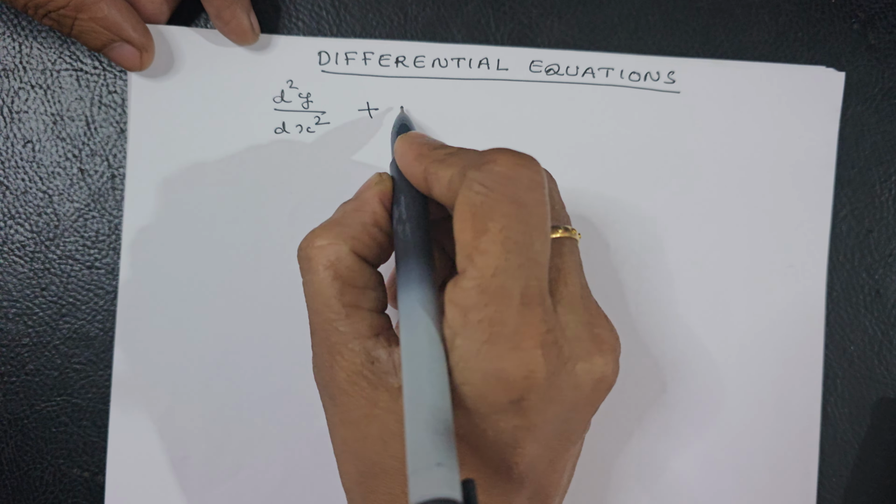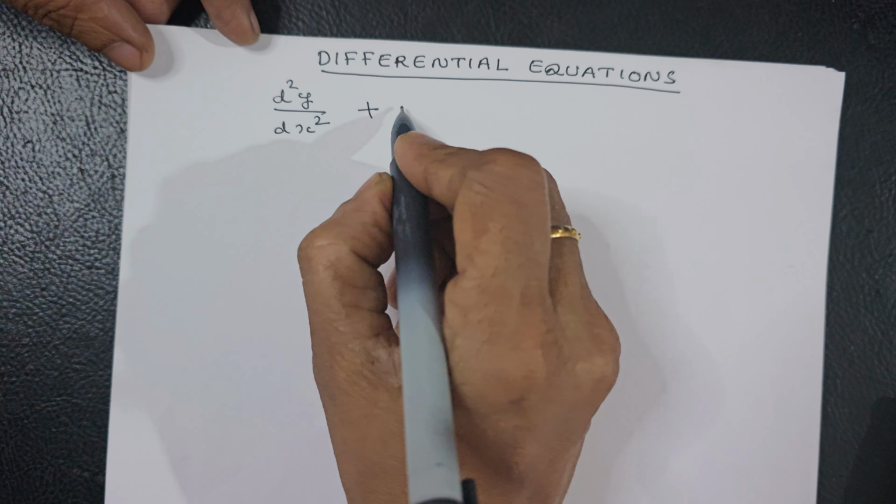What you have to look at is the highest order derivative. d cube y by dx cube is the highest order derivative. What is its degree? It is 2. So, the degree of this differential equation is 2. Whereas, what is the degree of the first differential equation? d square y by dx square is the highest order derivative. Its power or degree is 1. So, the degree of that differential equation is 1.